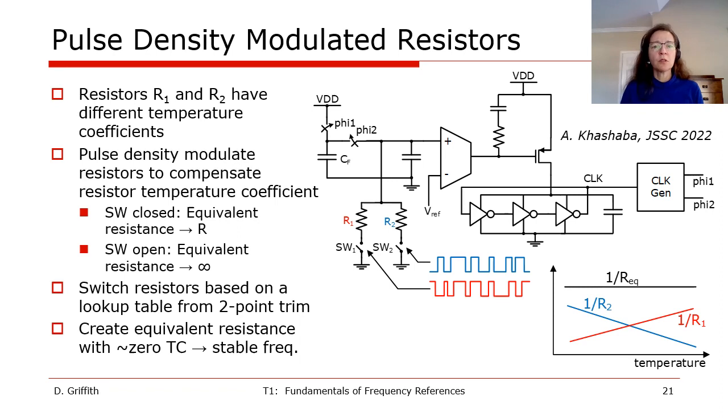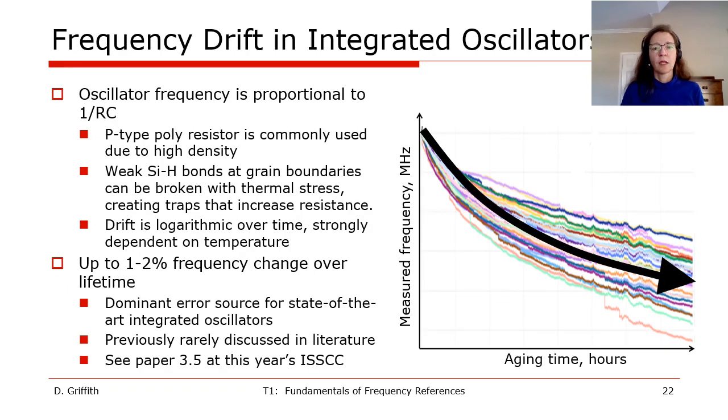When the switch is closed, the equivalent resistance is R, and when it's open, the equivalent resistance is infinity. And then by switching each resistor at a different rate versus temperature based on a lookup table from a 2-point trim, the equivalent resistance, and therefore the frequency, can be made relatively constant over temperature, as shown in the plot in the bottom corner. So with all of these techniques, we can remove the impact of many non-idealities in integrated oscillators, leaving us with a frequency that's proportional to 1 over RC. We can even make an equivalent resistor that's constant over temperature.